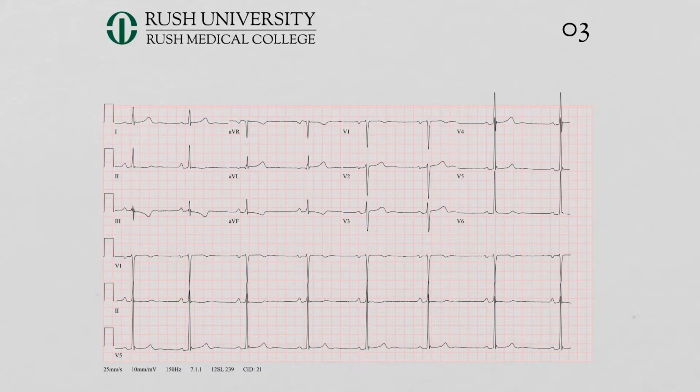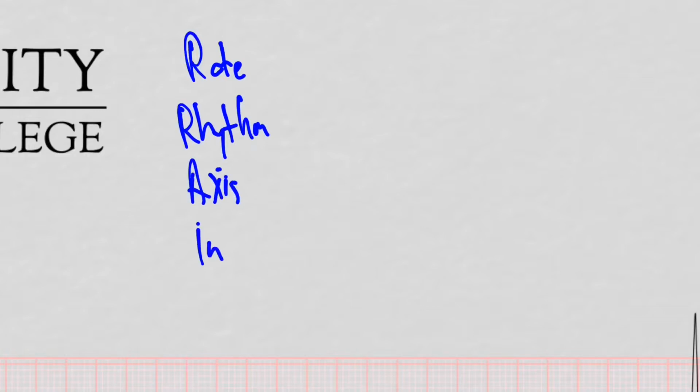Okay, this is our third EKG here. Let's write down what we're going to look for. We're going to look for rate, rhythm, axis, intervals, as well as injury patterns, right? We want to have a nice systematic way that we're looking at this.